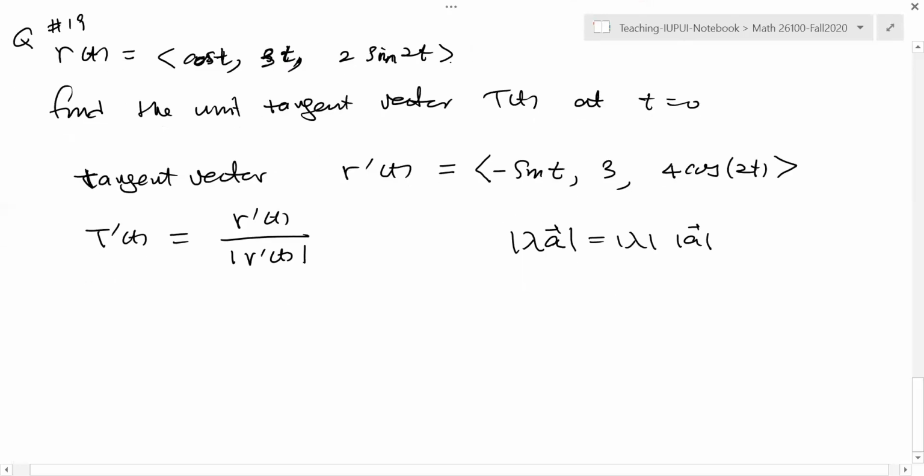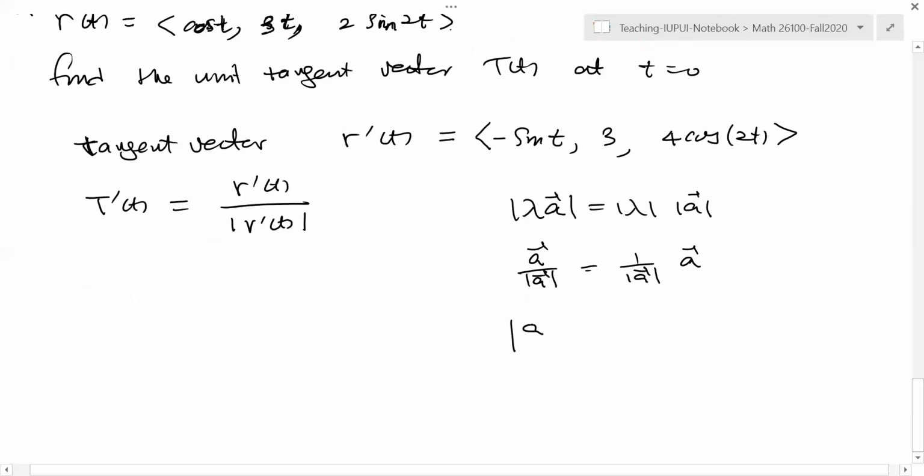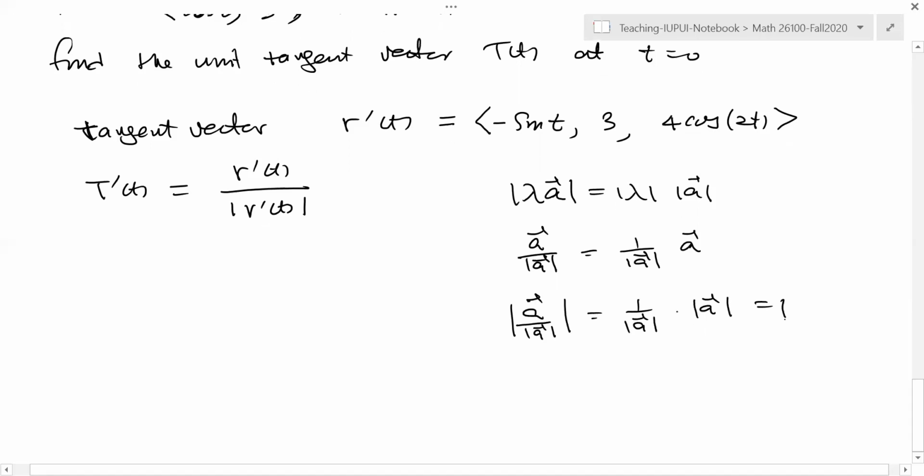So when you take the norm, you find the norm, it's going to be the absolute value of this and that. So it's going to be 1. So this will always be a unit vector. So all I have to do is find the length.